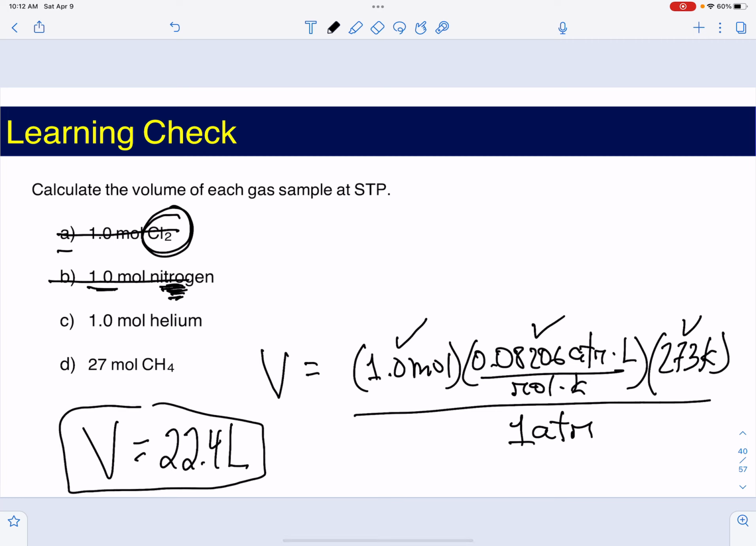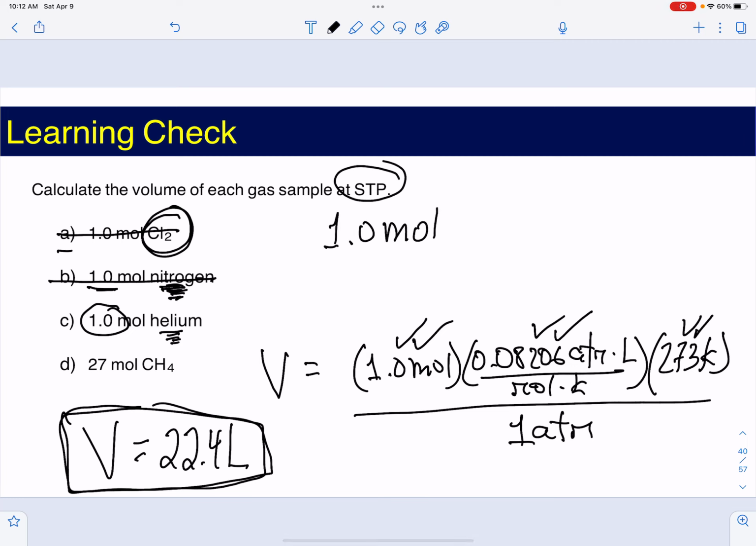Let's do it more challenging. Let's do helium now. And we got 1 mole. We got R. We got temperature for STP. And it's also 22.4. Do you notice the trend? It doesn't matter what gas we're using. If you have 1.0 moles at STP conditions, the volume is always 22.4 liters. So this is going to make our life so much easier.